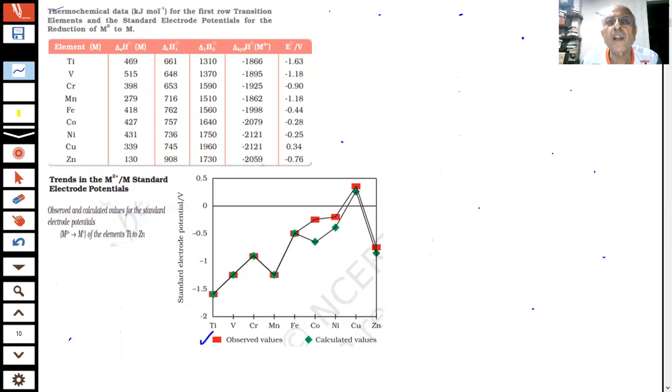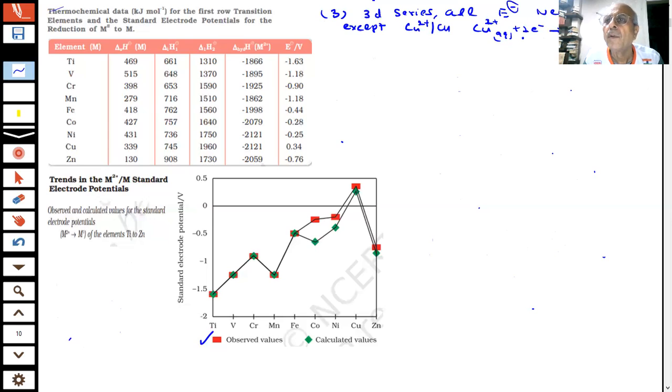So what another feature do I see here? I see that in the 3d series, students, all E naught values are negative except copper. What is the value for Cu2+? When I write this, 0.34. I remember this value by now. In electrochemistry also we use it a lot, students. Plus 0.34 volt.